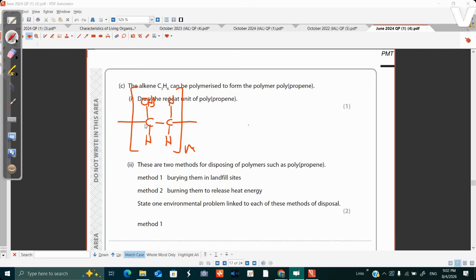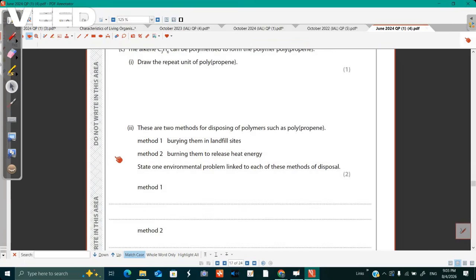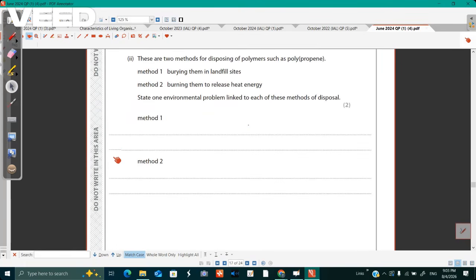Polypropylene. Here, prop. Previously, it was a propene. Polypropylene, many propenes polymerized. This is the perfect answer. Any questions from here, guys? All good.